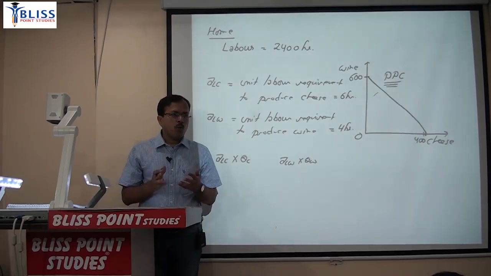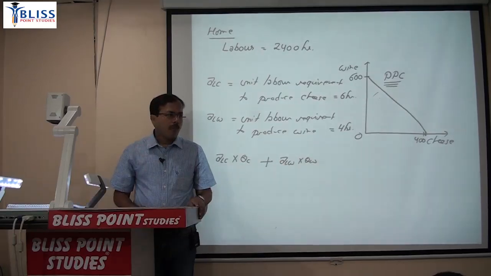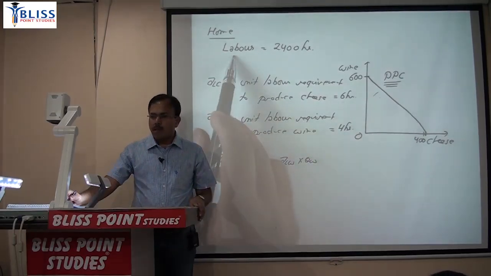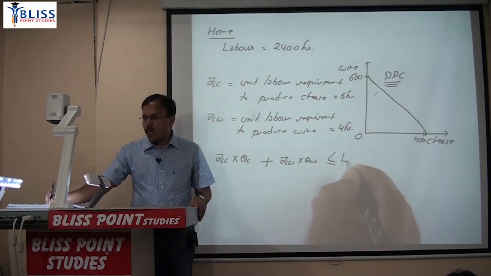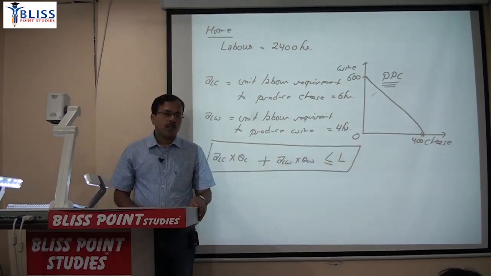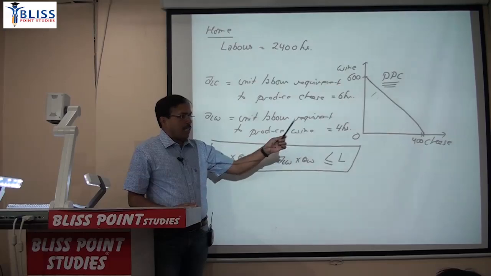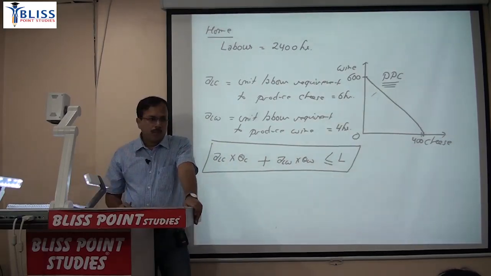Total time used to produce wine. और दोनों को प्लस कर लें तो this is the overall total time. And how much is the time available? So it will be either less or equal to L. So this equation is basically the equation of that line.